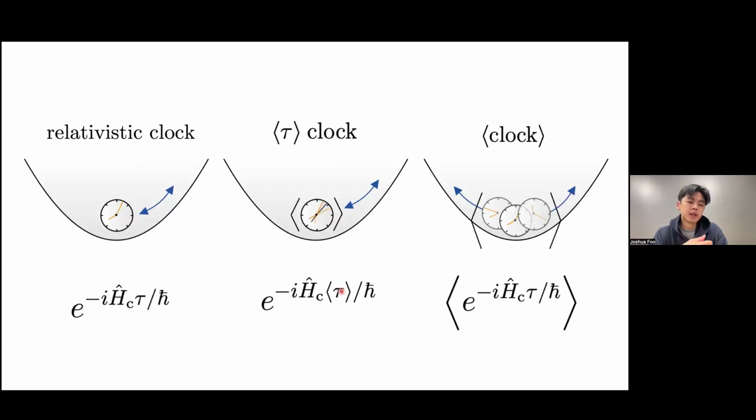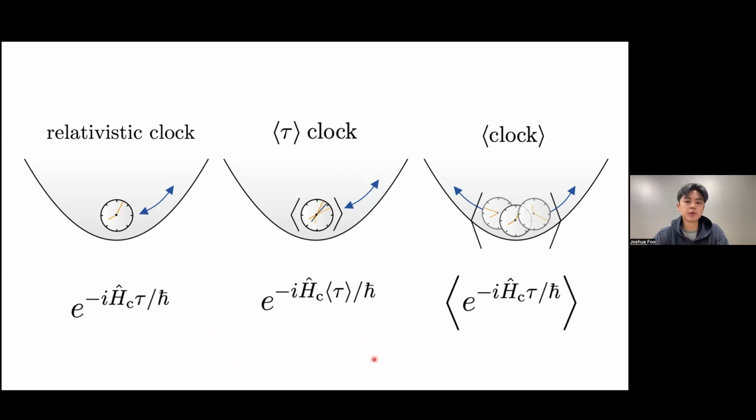In other words, there are various classical or semi-classical models for proper time that can be used to explain all measured effects, including the ones that we've derived so far. For example, on the left, we have a relativistic clock that undergoes motion in a harmonic potential, and the evolution can be described by this, e to the minus iHc tau. And this is similar to the model tested by Hafele and Keating, where they essentially just compared the pure phase evolution of clocks traveling around the world versus clocks on the ground.